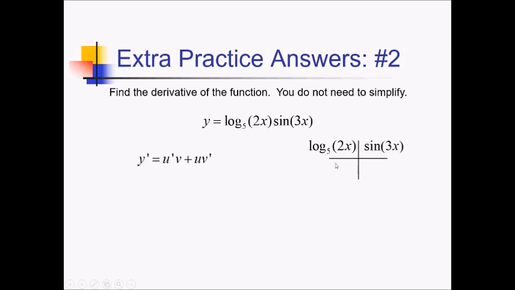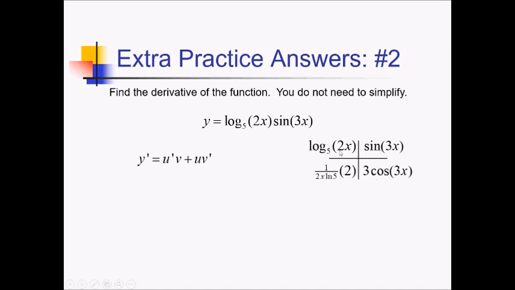Now for the derivatives, this is log base 5 of something. We have to use the chain rule here. So that's going to be 1 over the something, the 2x, times ln of 5, times the derivative of 2x, which is 2. For this other one, we have sine of something, another chain rule. That's going to be cosine of 3x times a tail of 3, so 3 cosine of 3x there.